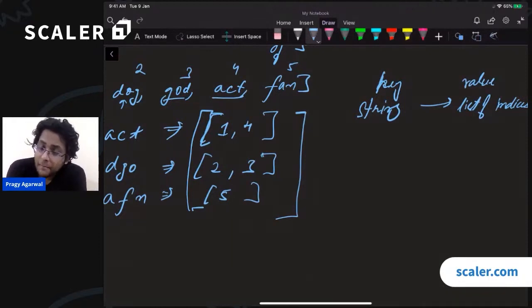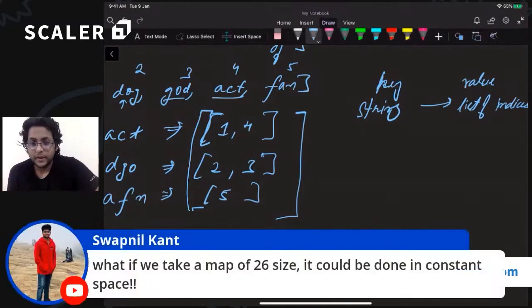Swapnil is saying, what if we take a map of size 26? It could be done in constant space. Well, Swapnil, you are assuming over here that the underlying character set is of 26 characters. That might not be the case. It might be the case that the underlying character set has all the Unicode characters. It could be Chinese, it could be Kanji, it could be Devanagari, all these different characters.